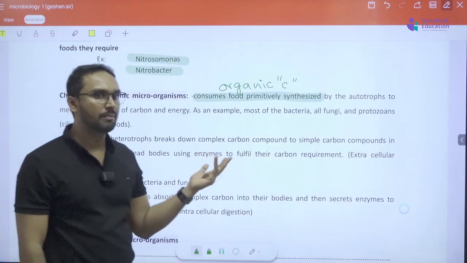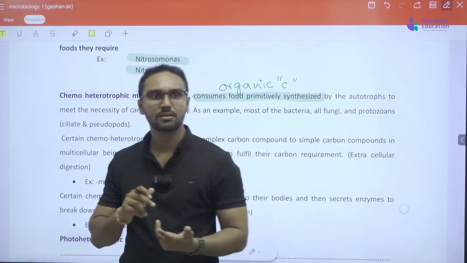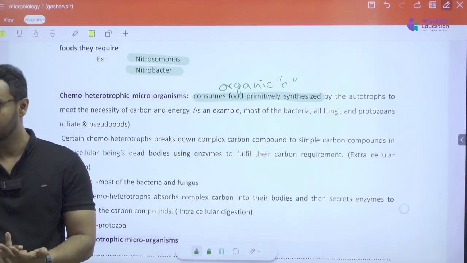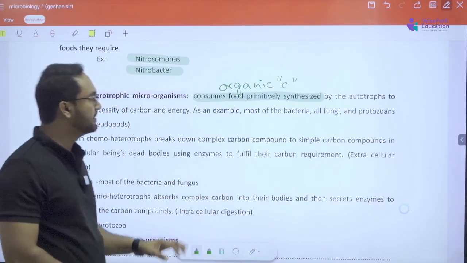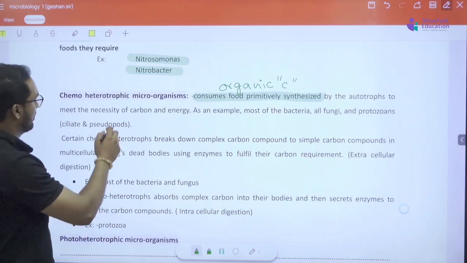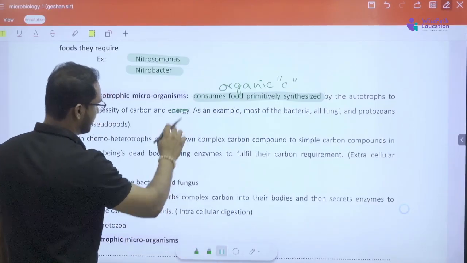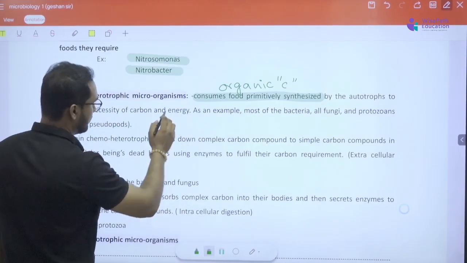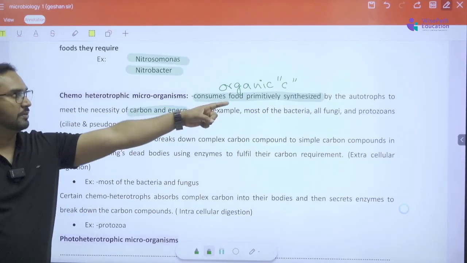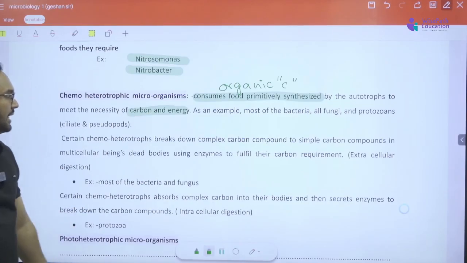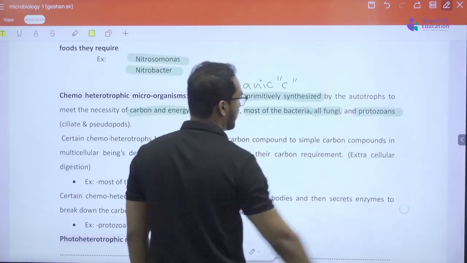නේ? අපේ carbon source එකයි energy source එකයි දෙකම මොනවාද? Organic carbon. Produced food වලින් අපි දෙකම ගන්නවා. Energy ගන්නෙත් produced food වලින්, carbon ගන්නෙත් produced food වලින් නේ. Energy එක ගන්නෙත් එයාගෙන්මයි. Consumes food primitively synthesized for carbon and energy. And the examples are what? Most of the bacteria, all of the fungi and protozoa.